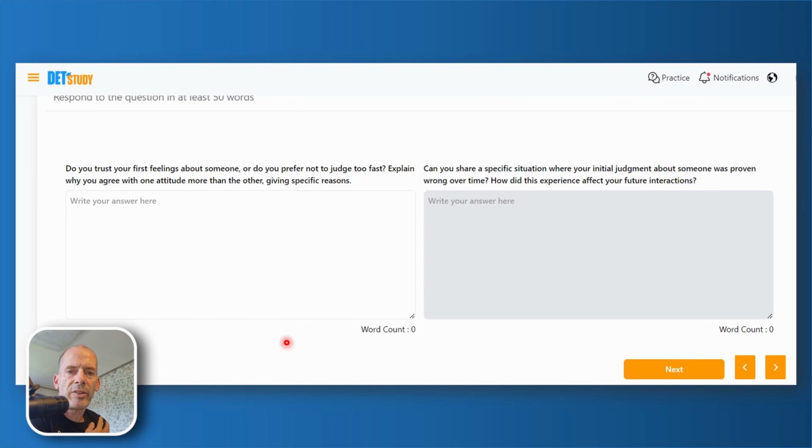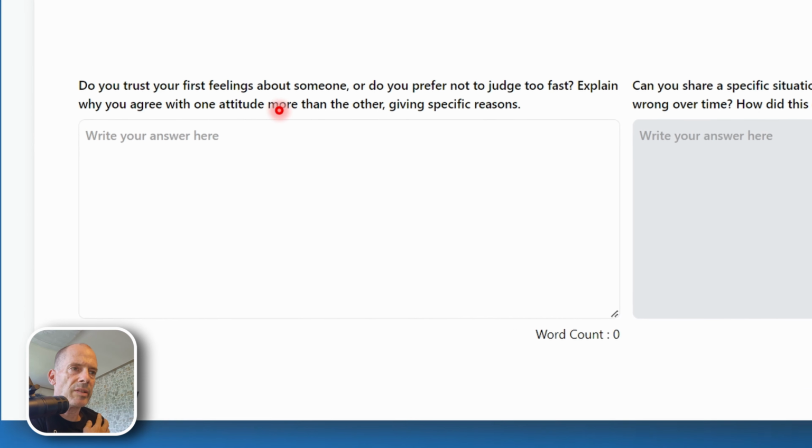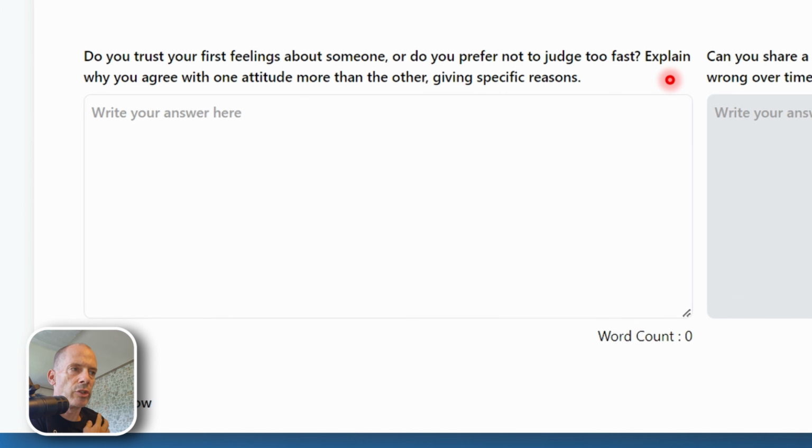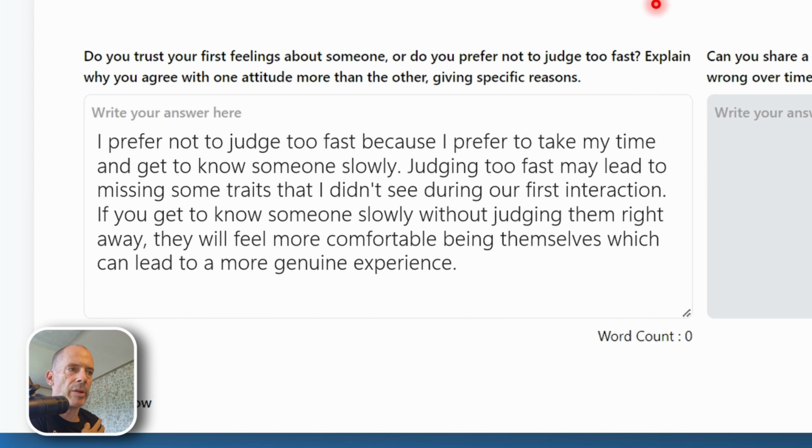Okay, so here's the question that the student got. It said, do you trust your feelings about someone, or do you prefer not to judge too fast? Explain why you agree with one attitude more than the other, giving specific reasons. And so here's the first part of the question that they answered, where you get the 5 minutes. And they said, I prefer not to judge too fast because I prefer to take my time and get to know someone slowly. Judging too fast may lead to missing some traits that I didn't see during our first interaction.